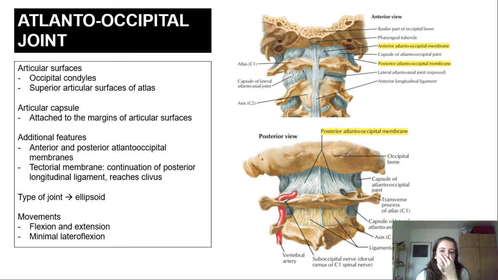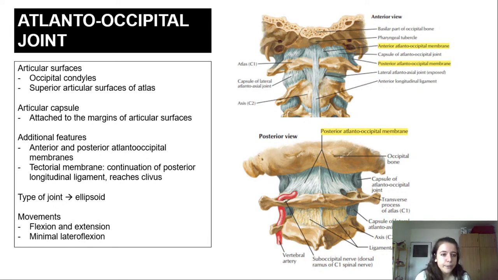because it's the best way for the oral exam too. So the articular surfaces are the occipital condyles and the superior articular fovea or surface of the atlas. It is going to have a capsule, which is going to be attached to the margins of the articular surfaces. This is the usual thing in most of the joints. The capsule is not going to be big. It's just going to be around the articular surfaces, except for example in the patella or in the shoulder, the elbow, where it might be a little bit larger because it requires more lubrication, but not in most of the ones we're going to see today.